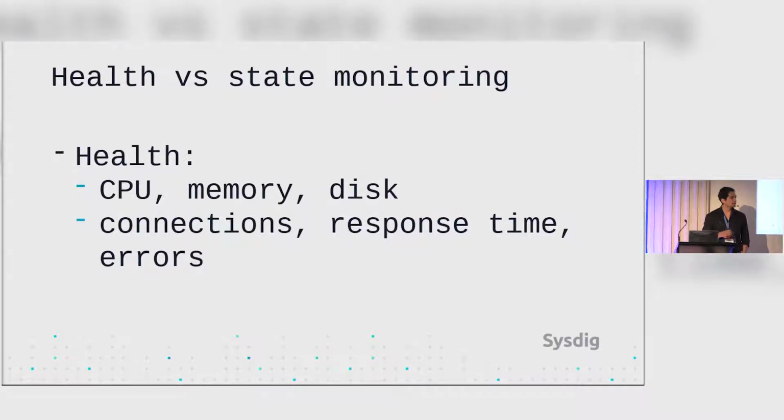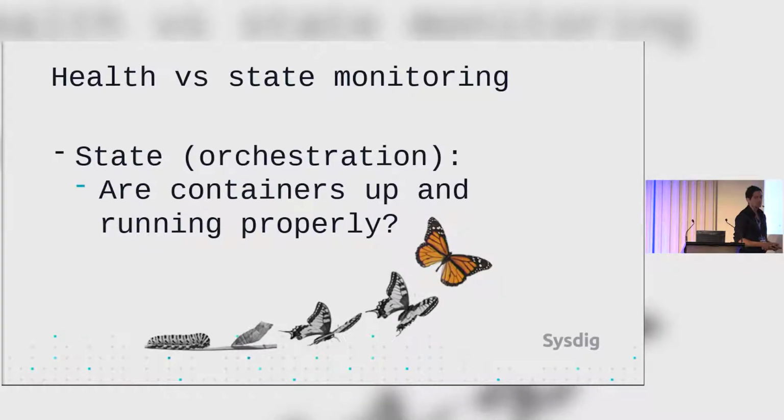Let's talk about the legacy metrics and make the difference between health and state metrics. The health metrics we always needed all the time are CPU, memory, disk, connections, response time, and error. We have a host, and those will be the metrics we'll need. But we also need to understand the states of Kubernetes. Are the containers running properly? Do we have enough resources to run those containers?